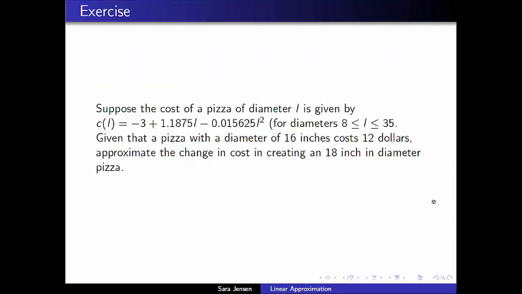Now, as an exercise and a homework assignment for you if you're watching along from my class, I want to use the same sort of idea, but I want to talk about the cost of the pizza instead as a function of the diameter of the pizza. So let's imagine that when we are talking about pizza diameters anywhere from 8 to 35 inches, the cost of the pizza is given by this equation.